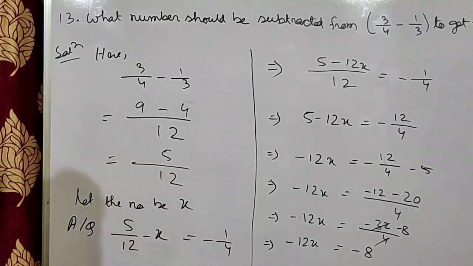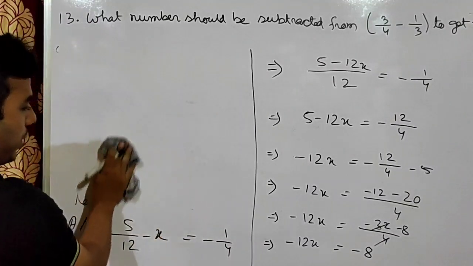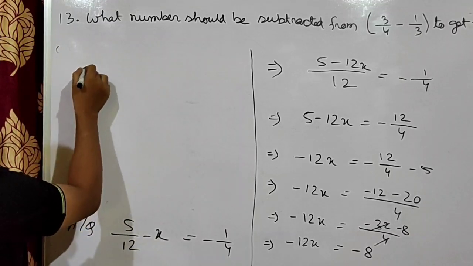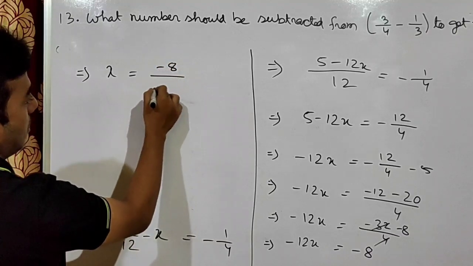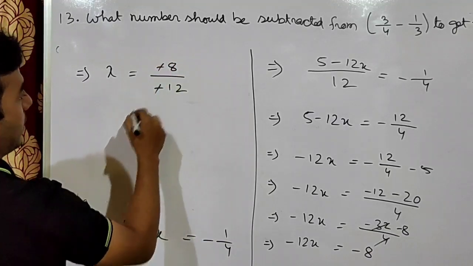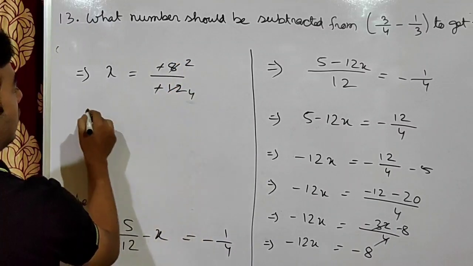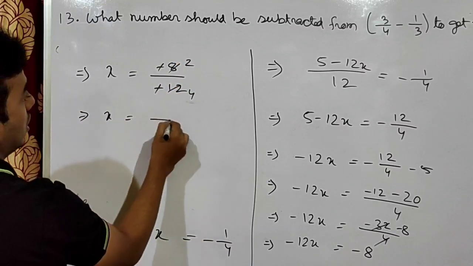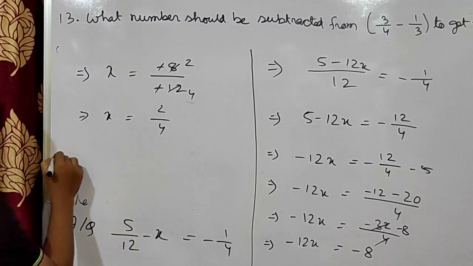So our next equation will be: here minus 12 is multiplied with x, so when you change the side, it will be divided. So it will be x equals minus 8 by minus 12. Look, minus cancels minus, then 4 into 2, 4 into 3. So x equals 2 by 3. So what is x? It is the other number, right?